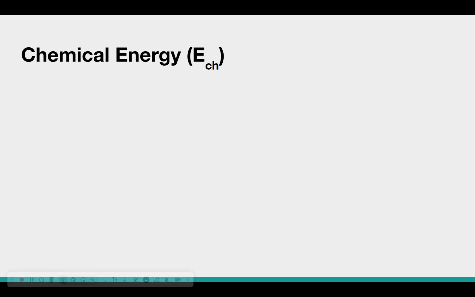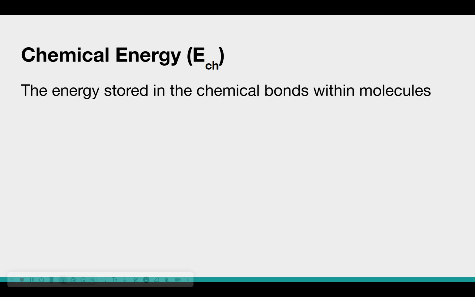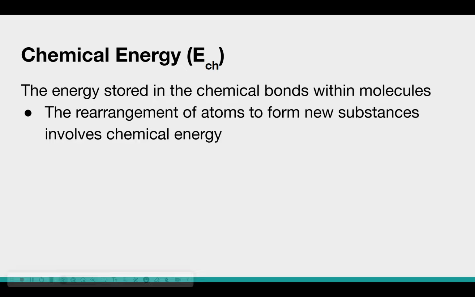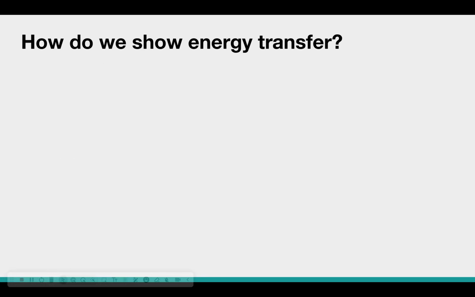Now, chemical energy, or E_CH, is the energy that's stored inside the chemical bonds, inside of molecules. This is really where the rearrangement of atoms forming new substances involves chemical energy. We're not going to get to this quite yet, but stay tuned, we'll bring this back.